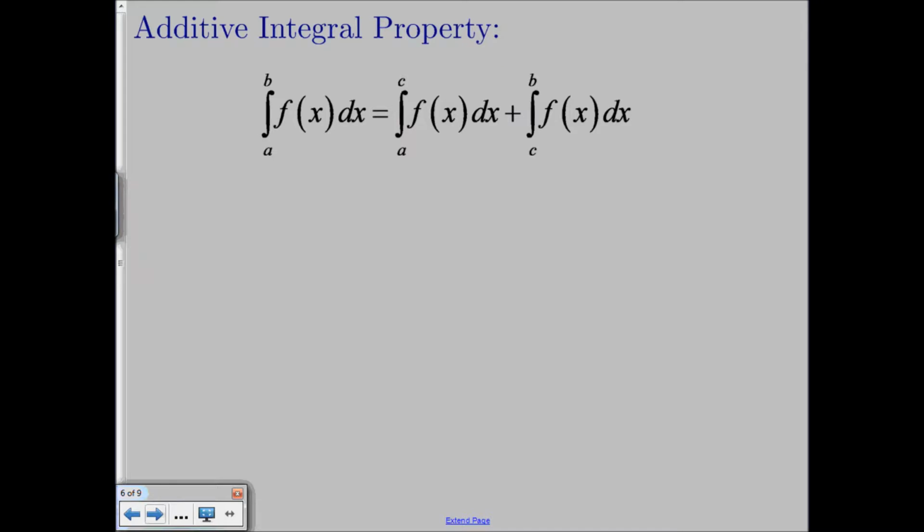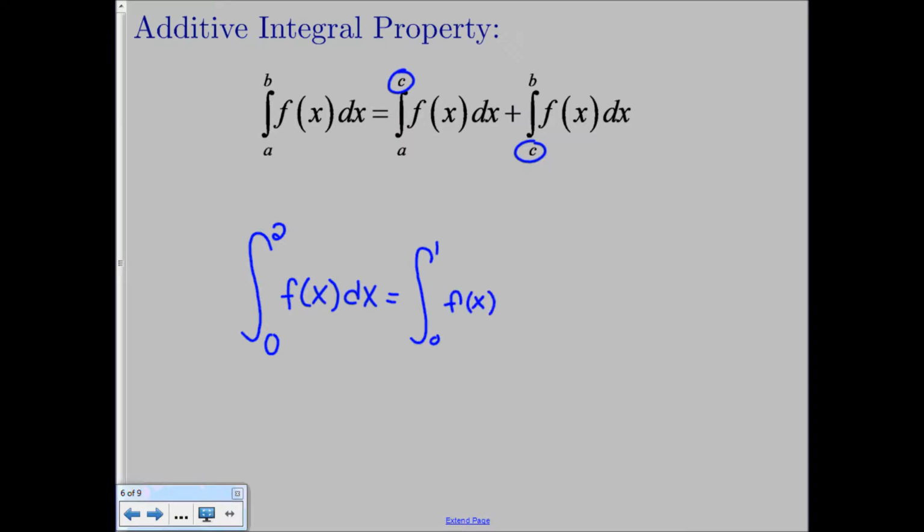So now we also have what's called an additive integral property. So if we're taking the integral from a to b of f of x dx, we can split that into two different integrals and add them together through this point c that's between a and b. So for instance, if we were doing the integral from 0 to 2 of f of x dx, we could take that to be the integral from 0 to 1 of f of x dx and add that to the integral from 1 to 2 of f of x dx.